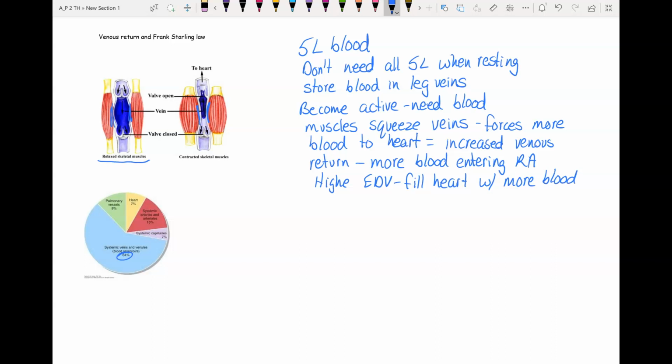So now two things happen that you're filling the heart with more blood. On the one hand, stroke volume will increase simply because if you put more blood in there, there's more blood to pump out. Very simple, very straightforward. Don't overthink that part. More blood in gives you more blood to pump out.